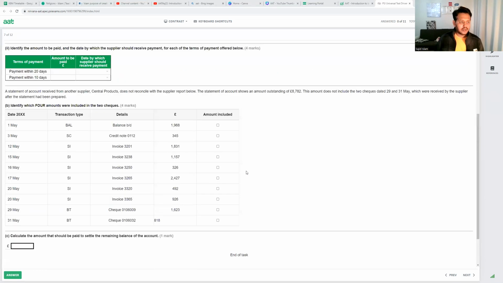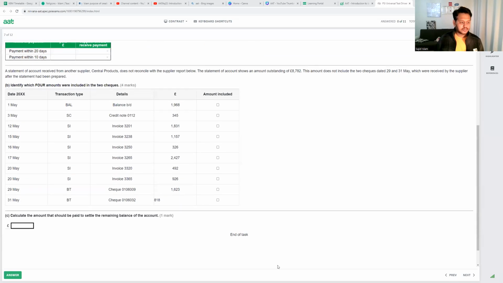The next one we have here, they said, calculate the amount that should be paid to settle the remaining balance of the account. Okay, that's the statement of account. The statement of account is like when you keep a record for your supplier, we call it the purchase ledger or the supplier account. But at the same time, the supplier keeps a record for you. So when you make a payment, or if you'd like to see how much is the balance outstanding, you can ask the supplier, can you send me the statement of account?